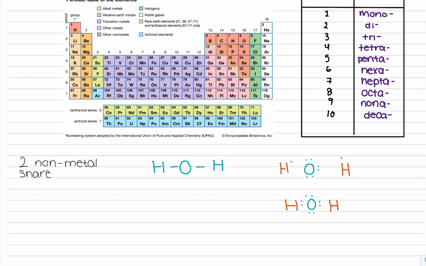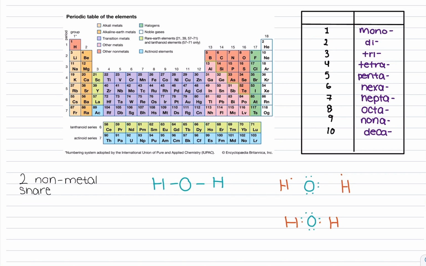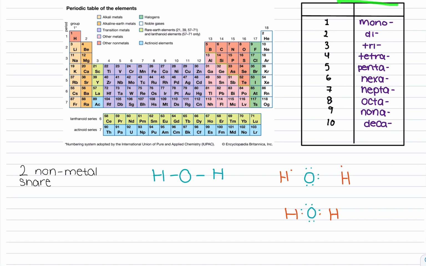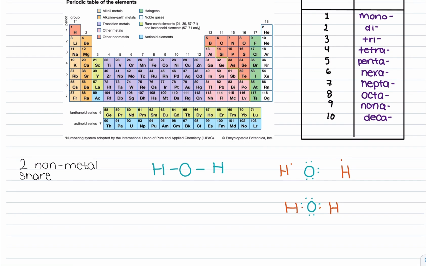So how do we actually name covalent compounds? The first thing that we do is when we have it, we need prefixes. So over here in this table, we have a whole list of our prefixes that we use for covalent compounds, all the way from 1 to 10. And an example of this is if I wrote out a compound like C2O4. If we look at this, we'll notice that we have 2 carbons and we have 4 oxygens.